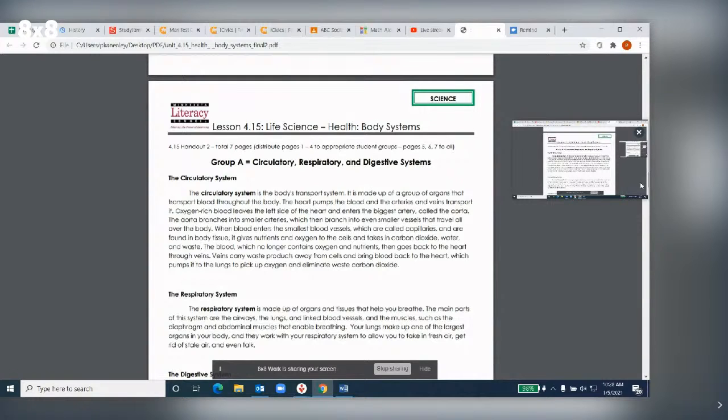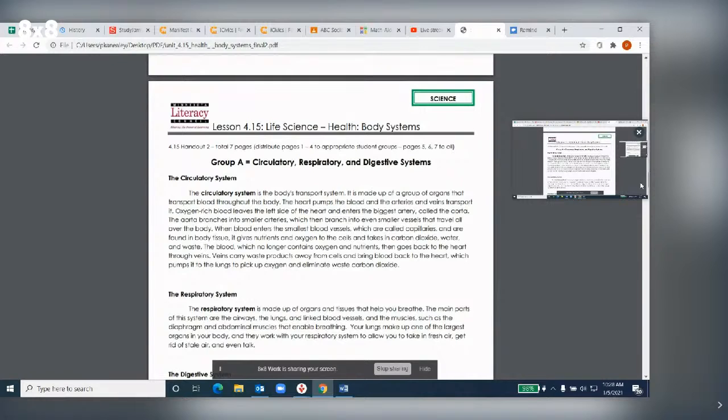Oxygen-rich blood leaves the left side of the heart and enters the biggest artery, called the aorta. The aorta branches into smaller arteries, which branch into even smaller vessels that travel all over the body. When the blood enters the smallest blood vessels, called capillaries, which are found in body tissue, it gives nutrients and oxygen to the cells and takes carbon dioxide, water, and waste.